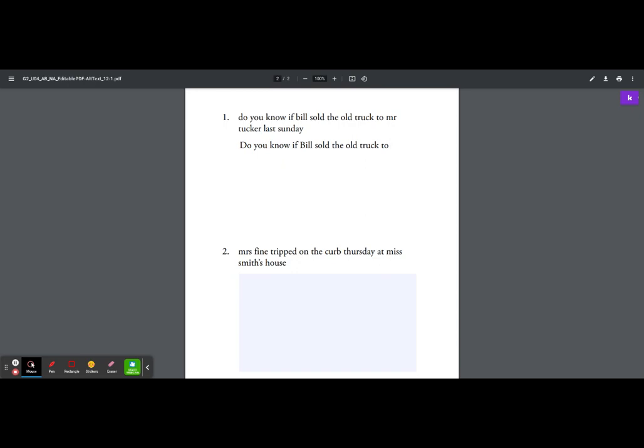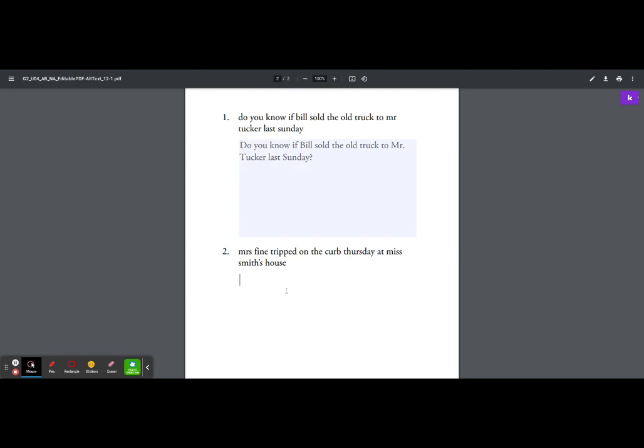To Mr. Okay, Mr., I know it's capitalized, M, R, and I put in my abbreviation. Tucker is his last name. Last, and then I know Sunday is a day of the week, which is always capitalized, a proper name. Now, do I put a period at the end of my sentence? Oh, do I? Do you know? So it's asking me a question. So I don't put a period, I put a question mark.